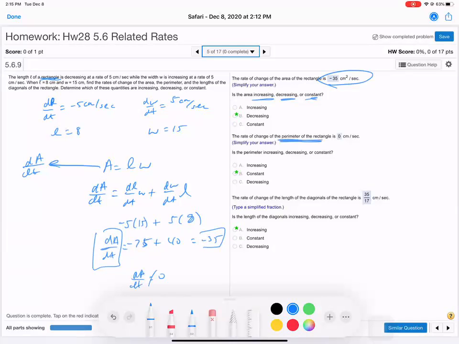What rate is the perimeter changing? So that's a different question. How do you come up with the equation for the perimeter? Let me draw this out. Let's call this width, length, width, length. So the perimeter is equal to 2L plus 2W. How do I find the rate that the perimeter is changing?